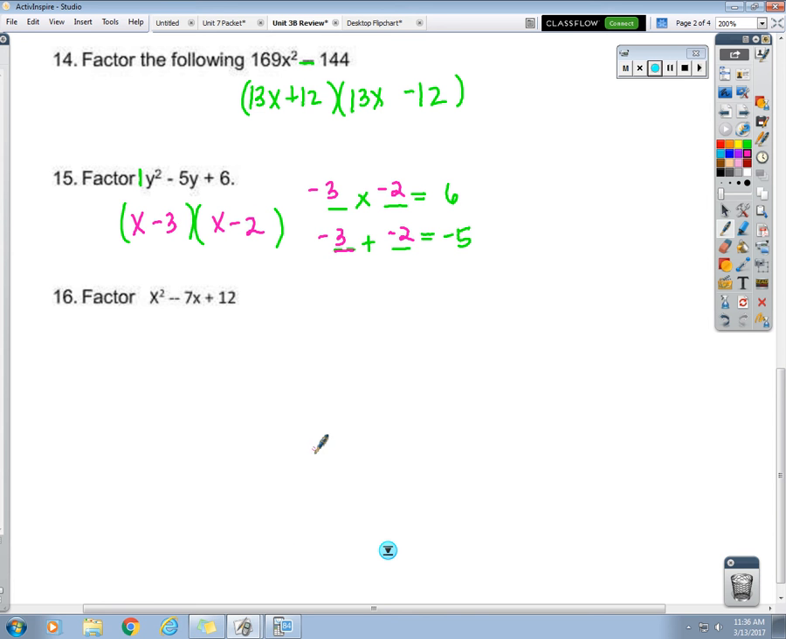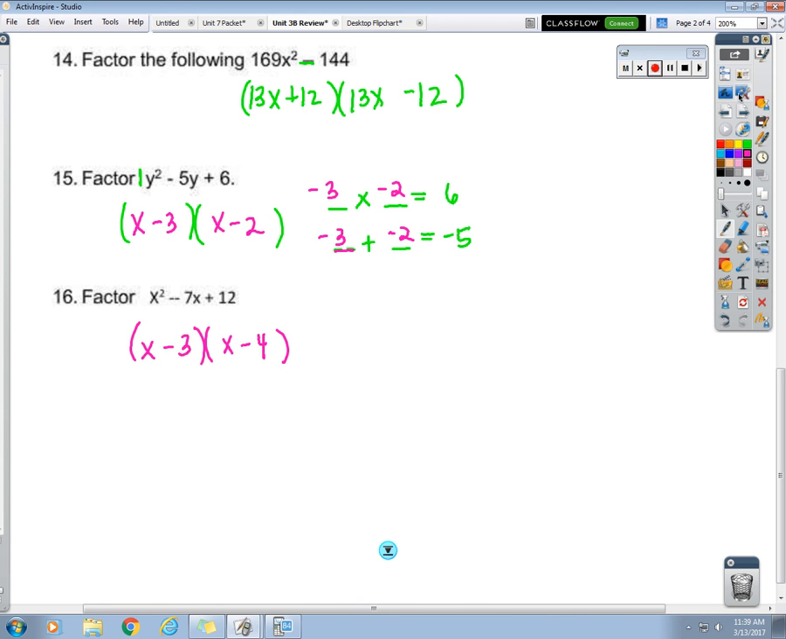Okay, now try 16 and 17. When you factor this trinomial, what factors would make that trinomial? But the factors are x minus 3, x minus 4. Would it be okay if you'd have written them x minus 4, then x minus 3? Yes. The reason those are the factors is because a negative 3 times a negative 4 is positive 12, but when you add them, they add to a negative 7.